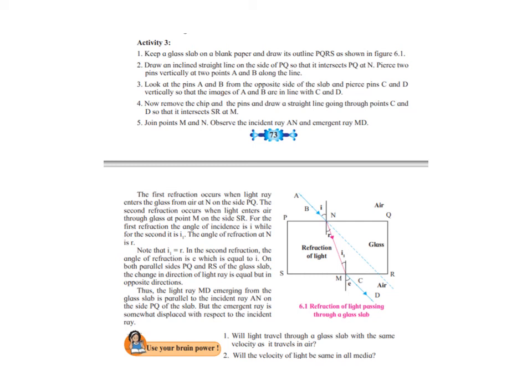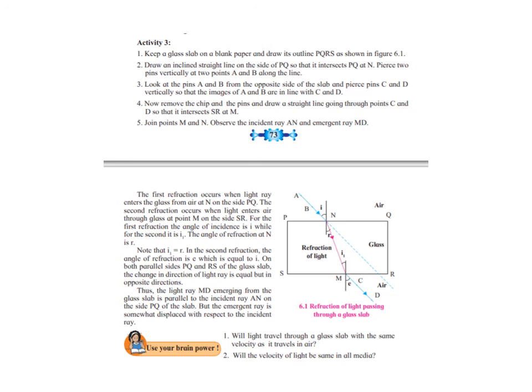But the emergent ray is somewhat displaced. That means, suppose there was no glass slab. How would the line have traveled? The ray of light would have traveled as A, B, N and going towards the dotted line. But now, because of the refraction or because of the glass slab, it has got refracted. A to B, then N to M, and then M to D.